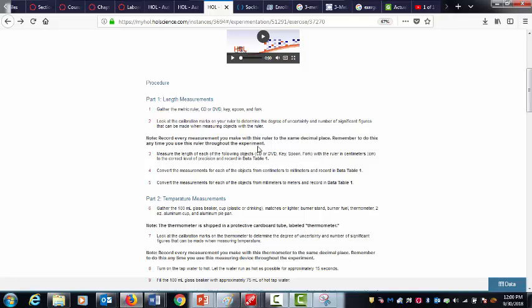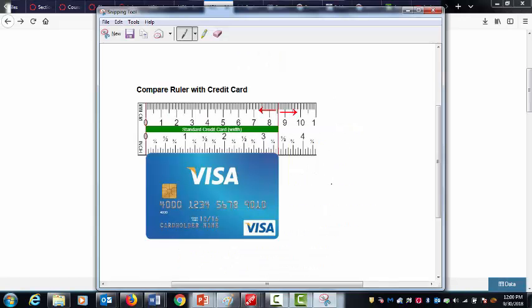And let's look specifically at where they tell you to record every measurement you make with this ruler to the same decimal place. So let's look at what they mean by that. So this is a typical metric ruler, where we have 1, 2, 3, 4, 5, 6, 7, etc.